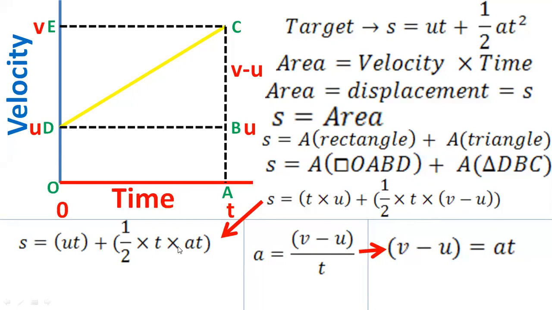Now I can multiply t with at, and it becomes at square. So s is equal to ut plus half at square. And this is what our target was. You can see the formula: we wanted s is equal to ut plus half at square, and that is exactly what we have got. So what we did: first we took the area, that is displacement, then we added the rectangle area with the triangle area, and then we substituted the values, including the value of v minus u.